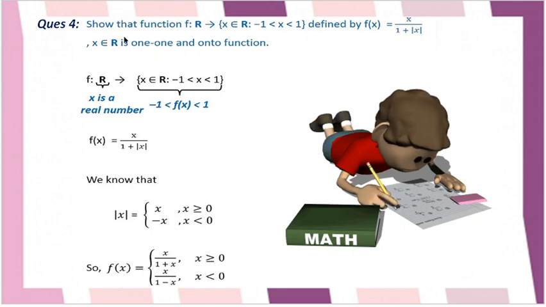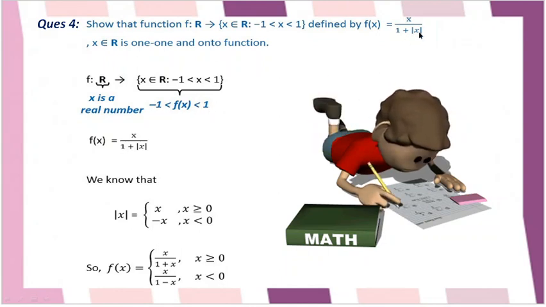Question number 4. Here show that the function f which is defined from R, meaning x is a real number, the domain is the real number, and the range is x belongs to R and x lies from minus 1 to 1, where x is greater than minus 1 and less than 1. It is not from 1 to 1, it is greater than minus 1 and less than 1. So it means the domain is a real number and the range is greater than minus 1 and less than 1.